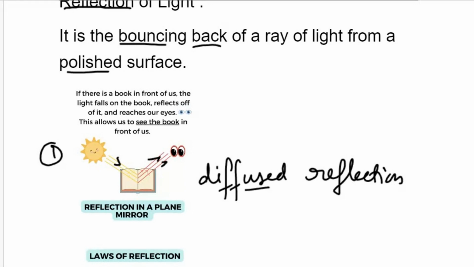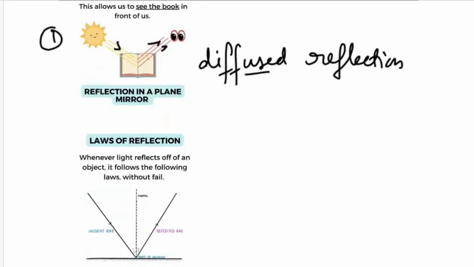But basically what's the definition of reflection? It is the bouncing back of a ray of light when it is incident on a surface. But the surface must have the capacity to reflect it. Bouncing back of a ray of light when it is incident on a polished surface is called reflection.